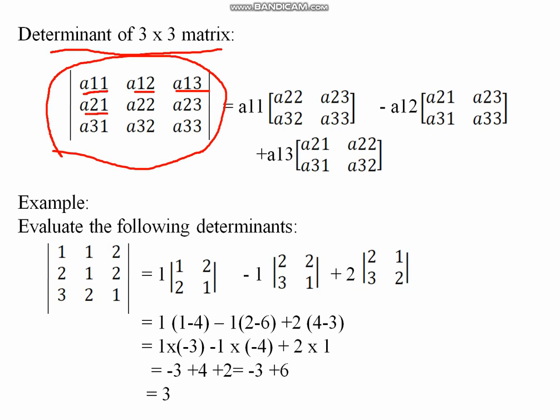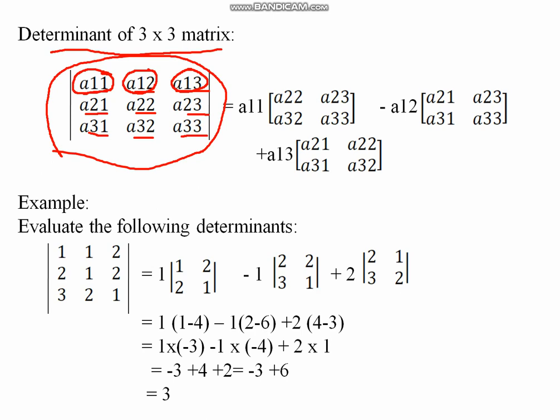Next, A21, the entry which belongs to the second row first column. A22, second row second column. A23, second row third column. A31, third row first column, A32 third row second column, and A33 third row third column. So this is a 3 cross 3 matrix. Now we have to see how to determine the determinant of a 3 cross 3 matrix. So see here, the leading element of each column. A11 is the leading element of the first column, A12 is the leading element of the second column, and A13 is the leading element of the third column.